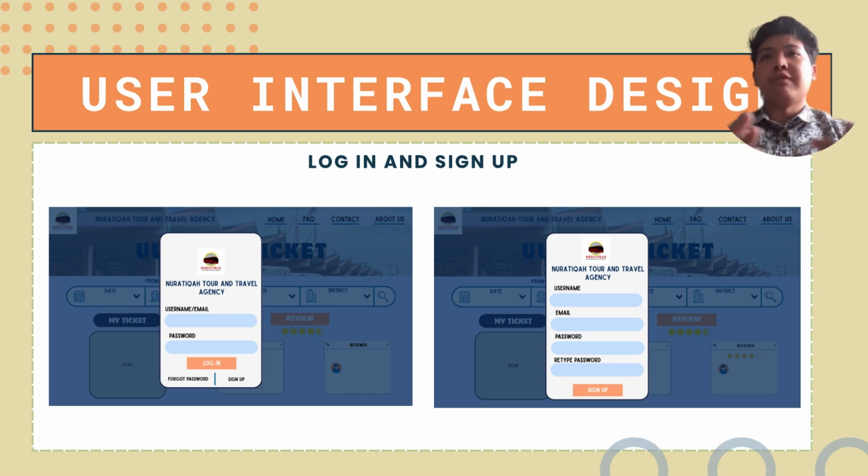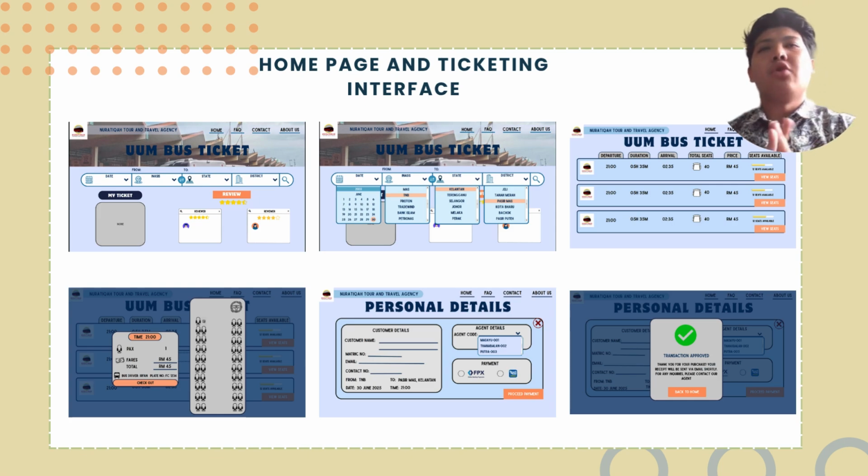So for the first page, there is the login and sign up. This secures the system and allows users to register or log in to manage their booking by using username or email address. Next is the homepage and ticket purchase interface. Users can search for the available bus trip by selecting the date, the origin, which is INASIS, and also the state and district. Users also can see their ticket and review.